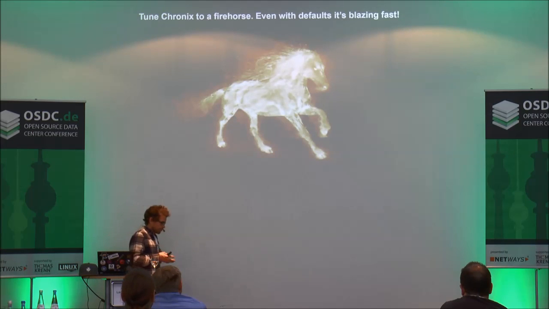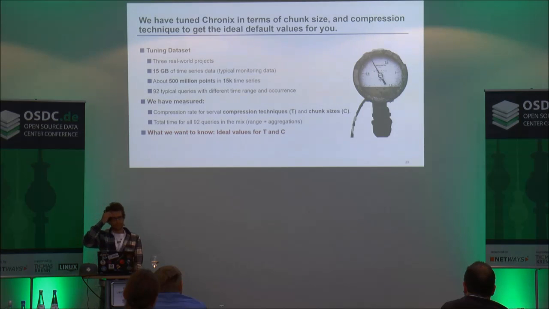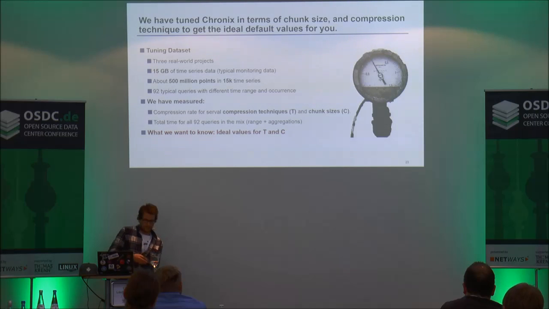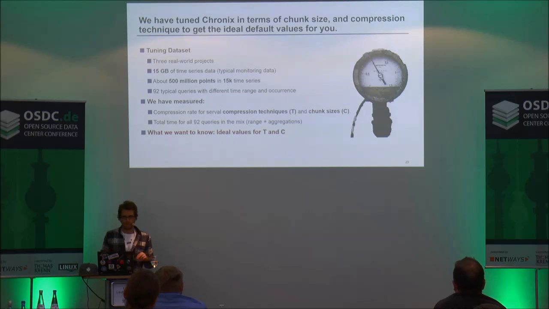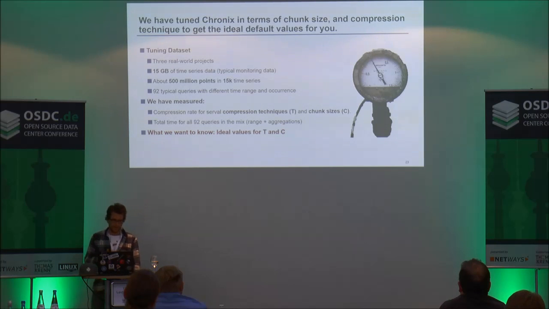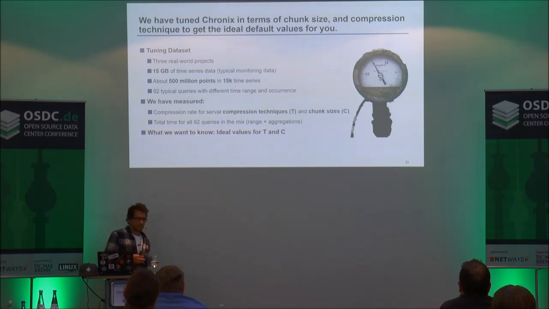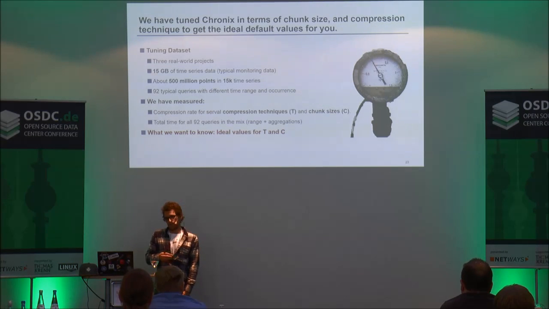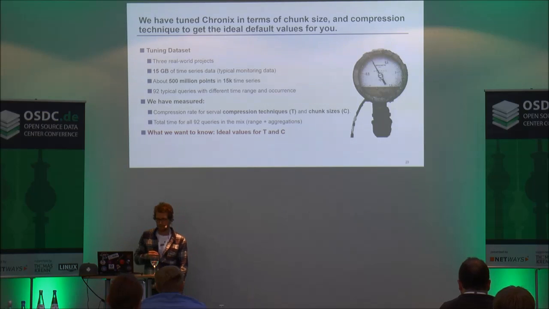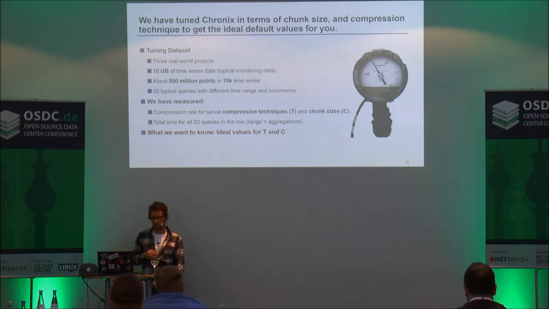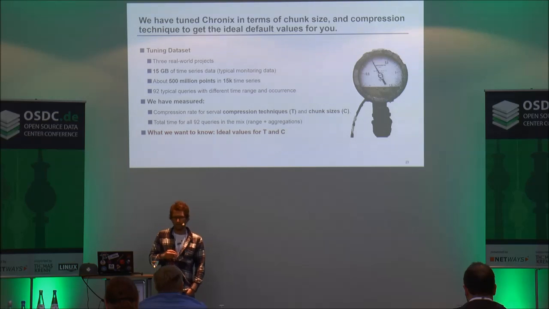I want to show you how to tune Chronix, or what we did to tune Chronix to gain its best performance results. Chronix can be used with various compression techniques and chunk sizes. And it's clear that these are the 2 tuning parameters, called T for compression technique and C for chunk size. And we have used a data set from 3 real-world projects, about 15 gigabytes of raw, uncompressed time series data. That's about 500 million points in about 15,000 time series.